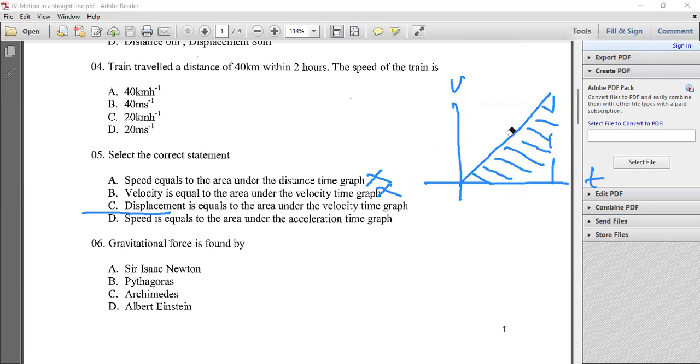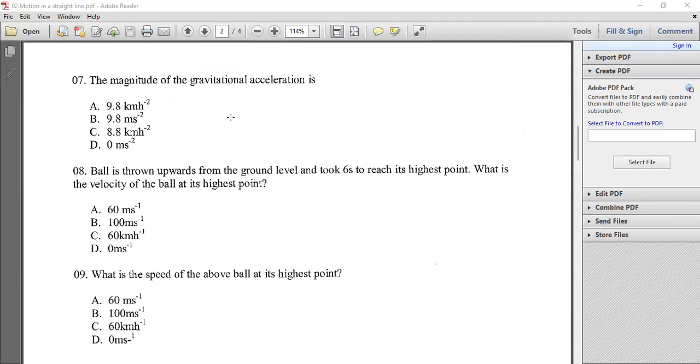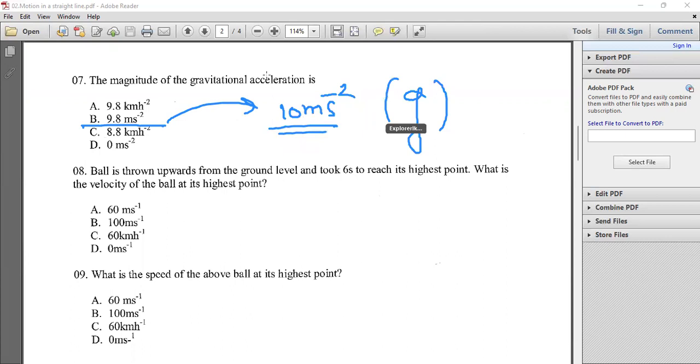So as we have learned, the gravitational acceleration was found by Sir Isaac Newton. Okay, we are moving to the seventh one. The magnitude of the gravitational acceleration, we consider it to be 9.8 m s^-2, but for our calculation we round it off to 10 m s^-2, if you can remember. And the gravitational acceleration is symbolized with simple g.